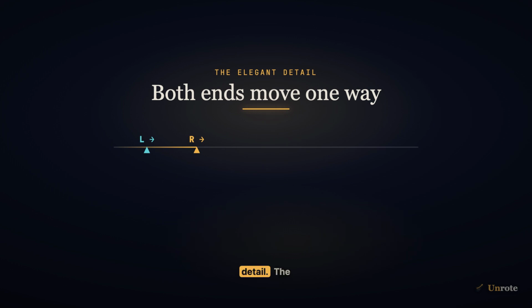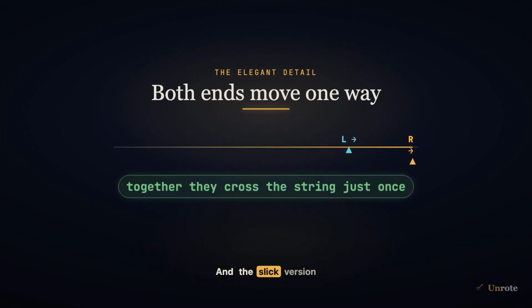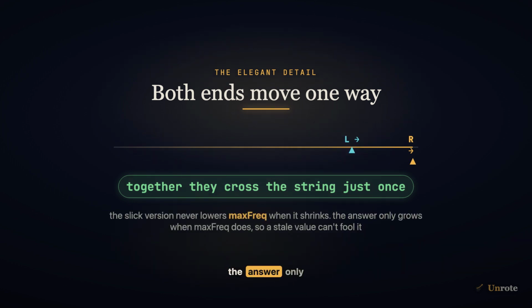One elegant detail. The left end only ever moves right, never back. So across the whole run, both ends together travel the length of the string just once. And the slick version never even bothers lowering max freq when it shrinks, because the answer only grows when max freq grows. A stale value can't fool it.